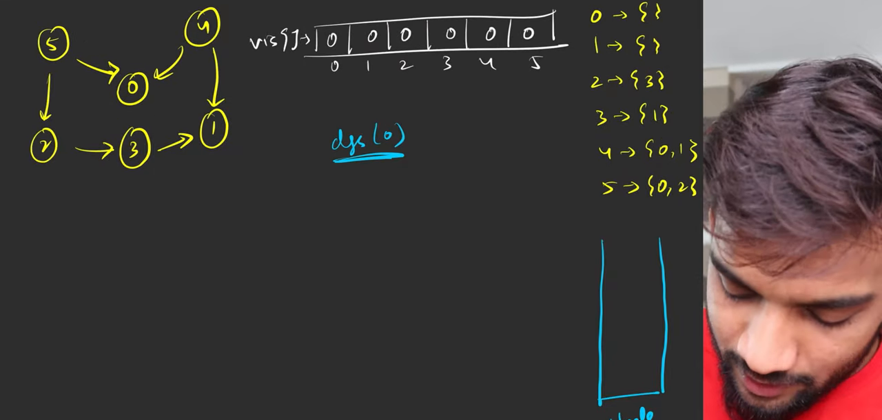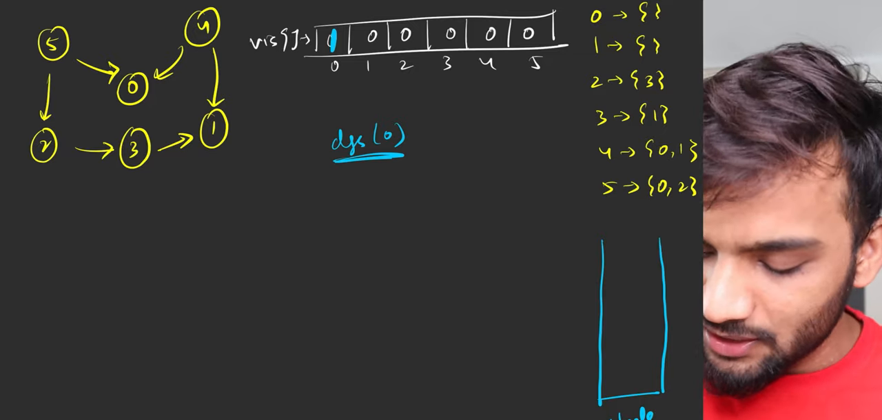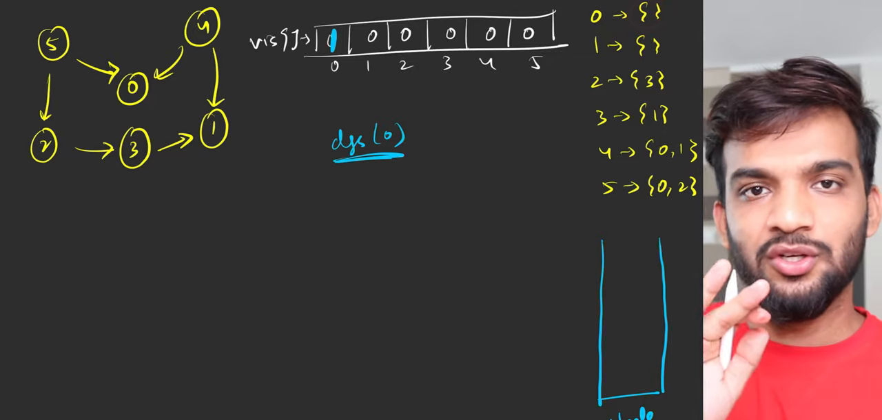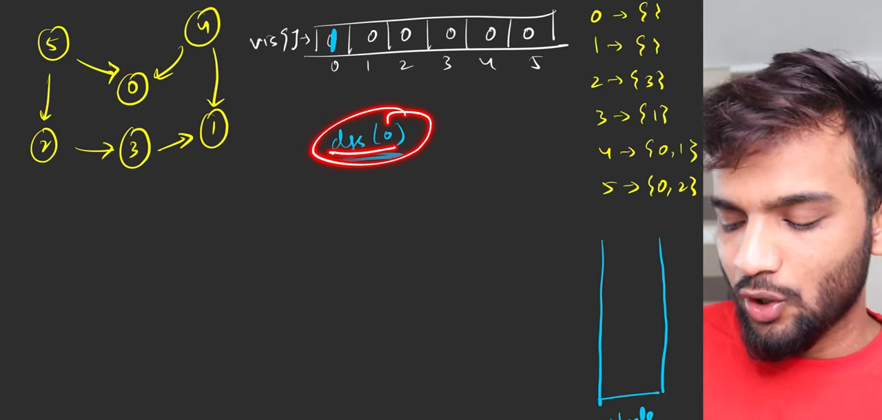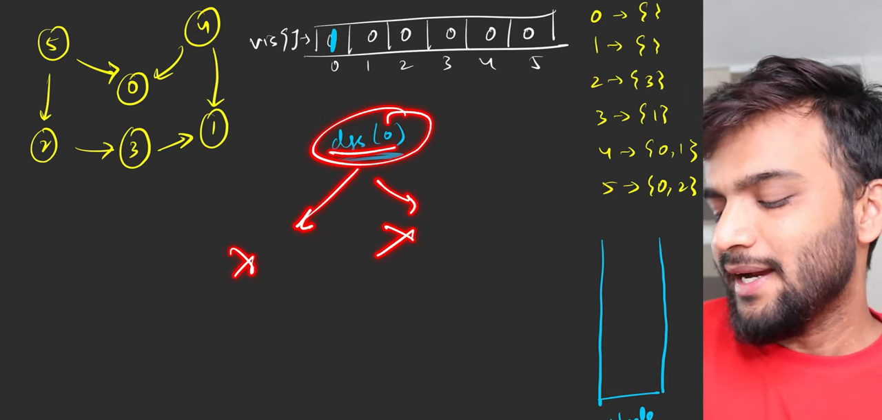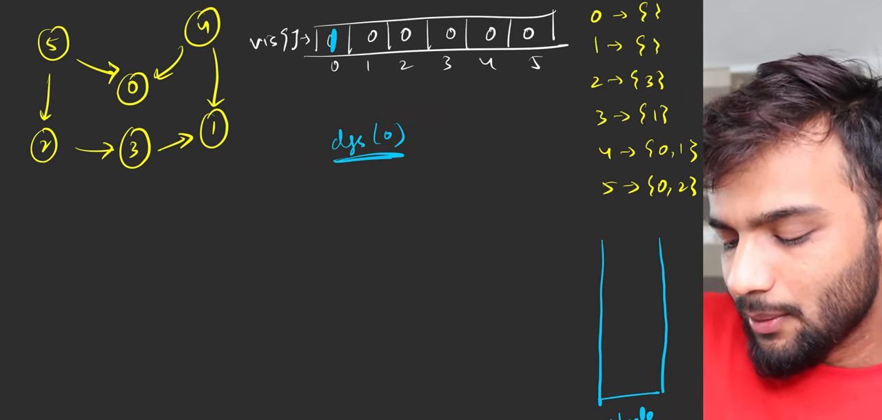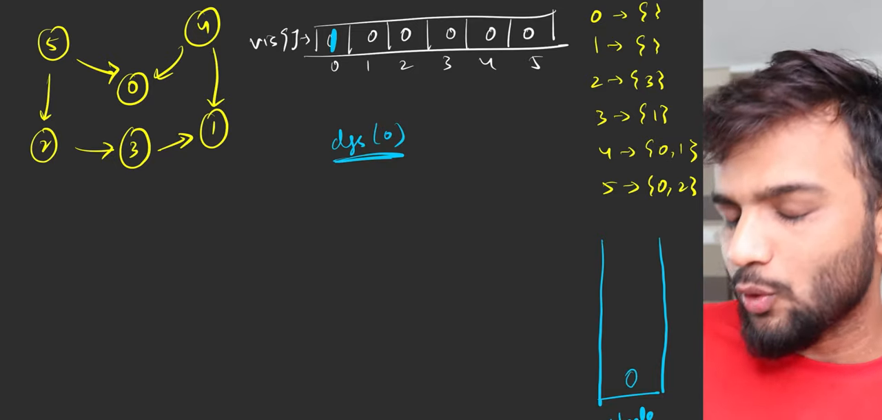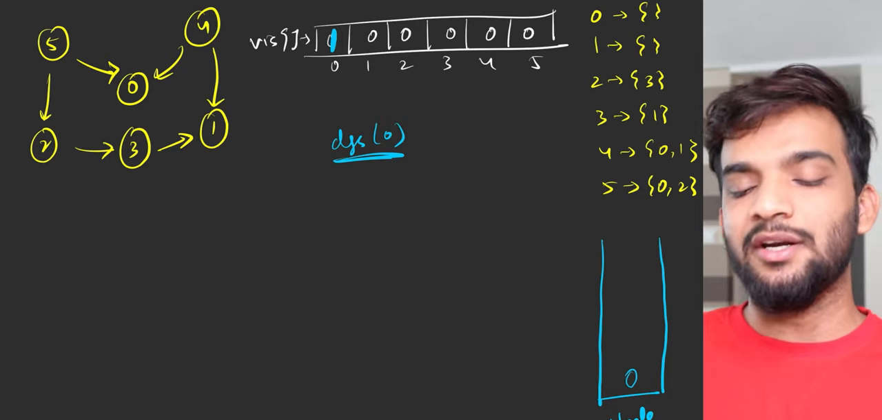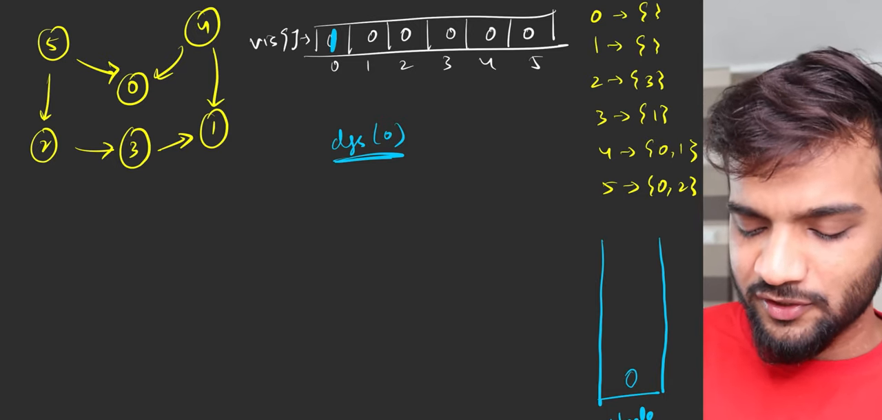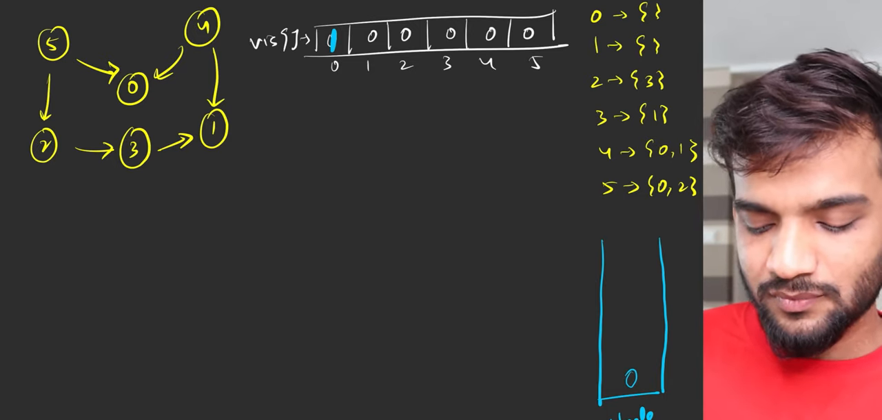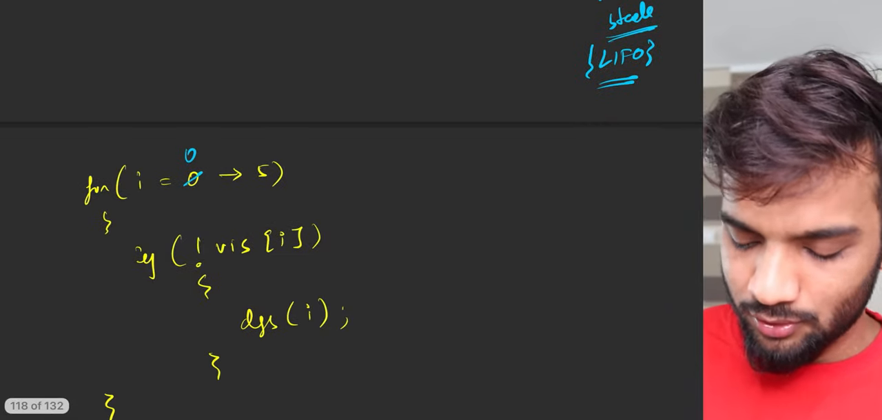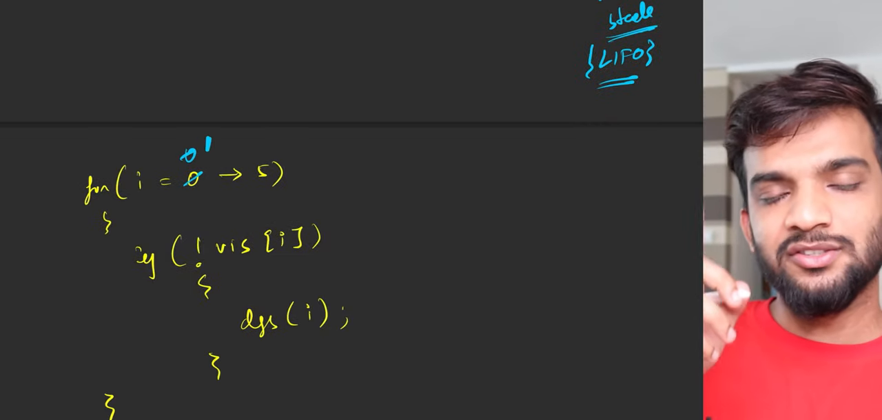So what you do is you say, okay, this guy is visited. Does zero have any adjacent nodes? No. So the DFS will not call any further DFS and it will go back. But remember, before going back, take the zero and put it into the stack. Done. So the DFS for zero is completed. Next, I'll tell you the intuition going forward. Don't worry. Next is one.